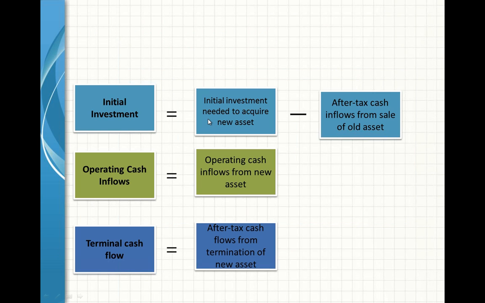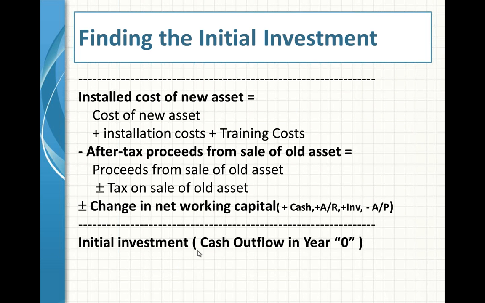So to calculate the initial investment needed to acquire an asset, and also if you have an old asset already with you, the sale proceeds of the old asset should be reduced from the initial investment. Operating cash inflows, we will calculate them. Terminal cash flows also we will calculate them. So how do you find out the initial investment?